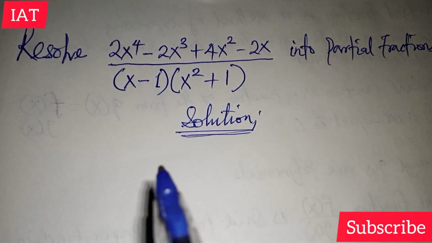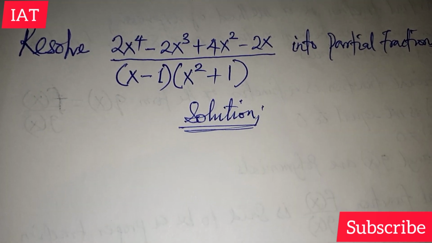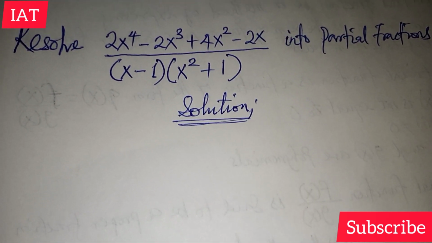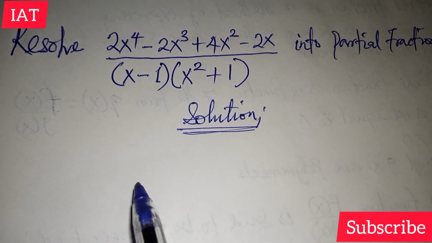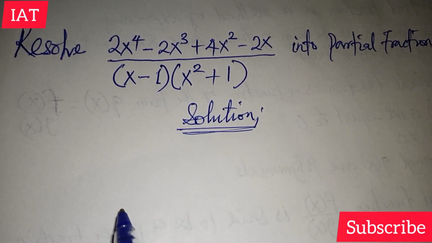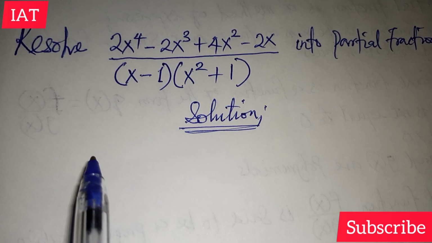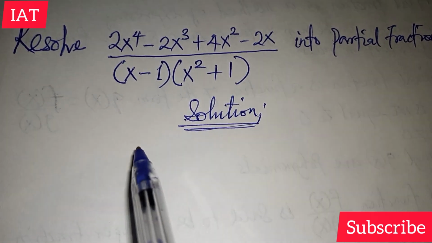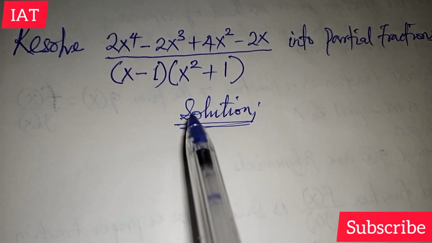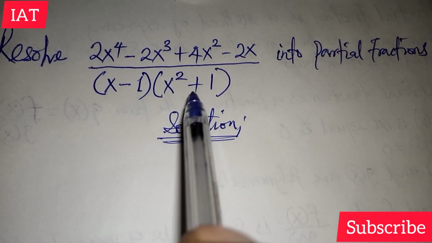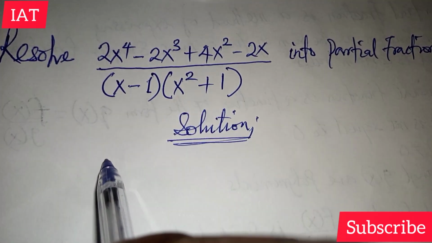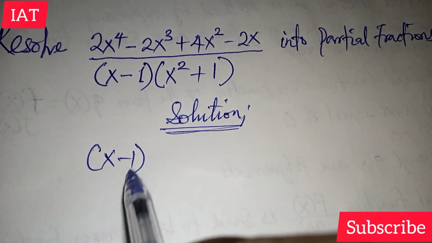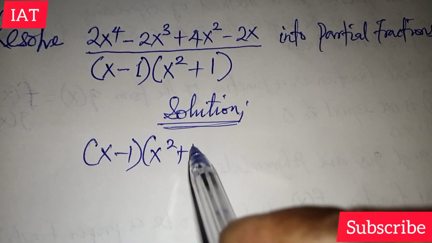So when you notice that the numerator degree is greater than the denominator, what you need to do first is to use the long division. Since the numerator degree is higher than that of the denominator, we first divide it. But before that, let's expand. Let's open this bracket: x minus 1 into x squared plus 1.